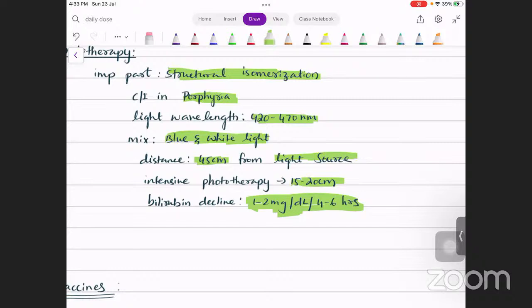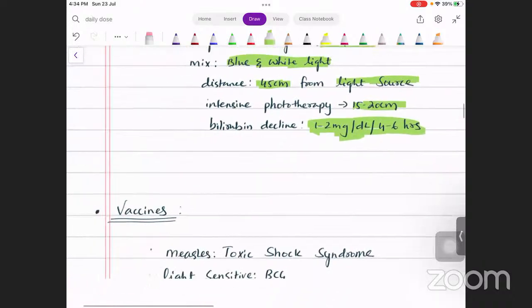And how much bilirubin decline should there be for neonatal jaundice in this phototherapy? 1 to 2 mg per deciliter for every 4 to 6 hours of phototherapy session. Okay, this is all about phototherapy.